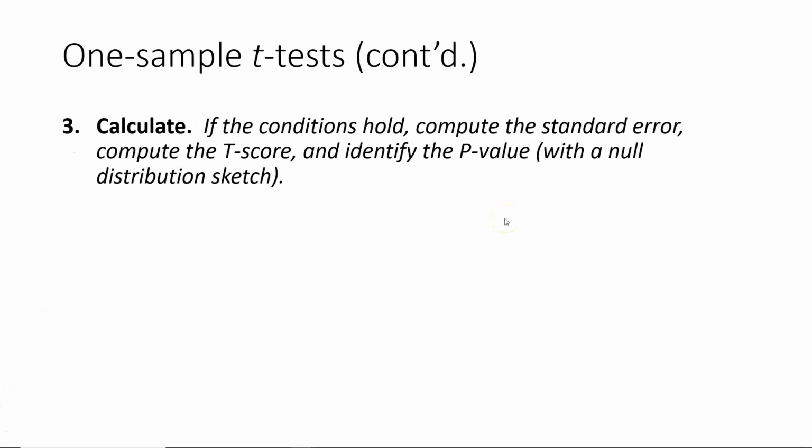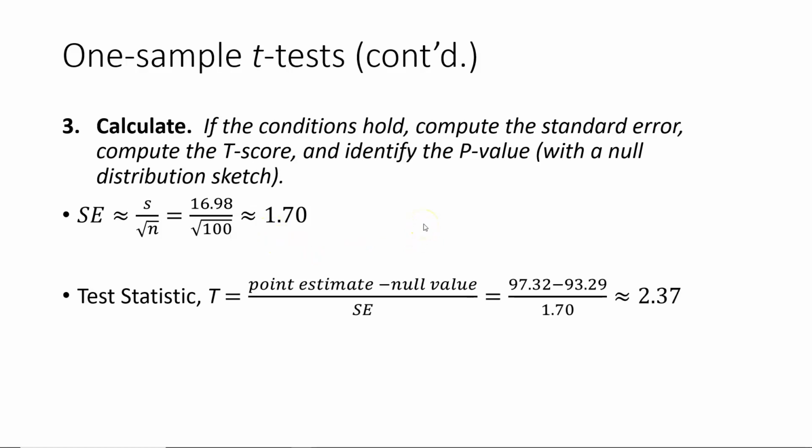Okay, now that we saw that both conditions in our check step do hold, we're going to start by computing the standard error. So I've shown the calculation work below for doing so. Notice again that we've replaced the population standard deviation with the sample standard deviation as an approximation. We get a standard error of 1.70. The next thing I'm going to do is compute the t-score using the formula for our test statistic T, and we see that the value for capital T is 2.37. And the last thing I need to do is identify the p-value with a null distribution sketch.